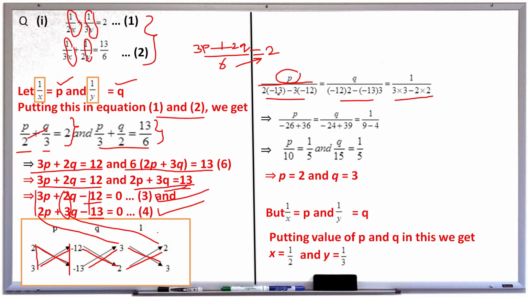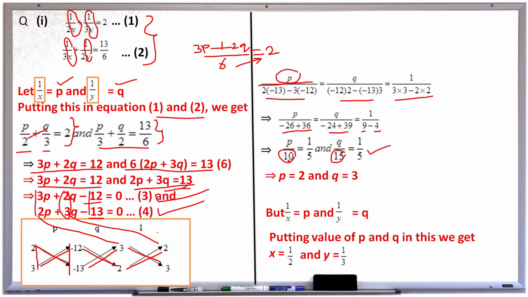Now if you simplify, the denominator will become minus 26 plus 36. Minus into minus is plus, 3 12s are 36, and 2 into minus 13 is minus 26. For the last term, 3 3s are 9 and 2 2s are 4. Minus 26 plus 36 becomes 10. Then for q, minus 24 plus 39 gives 15. And 9 minus 4 gives 5, so 1 by 5.